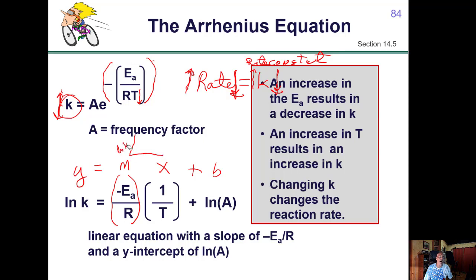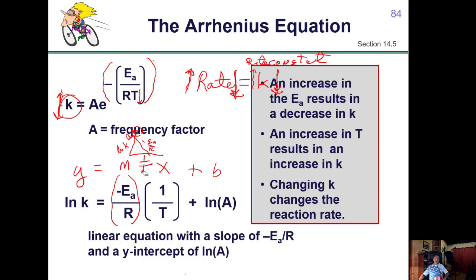If I were to run a little graph here, I've got the natural log of K here. I wind up with a straight line with a negative slope. Here's the y-intercept B, which is going to be the natural log of the frequency factor, and I have minus E of A over R, and that's my slope. Then down here on the x-axis, I have 1 over the temperature, and this is the Kelvin temperature.